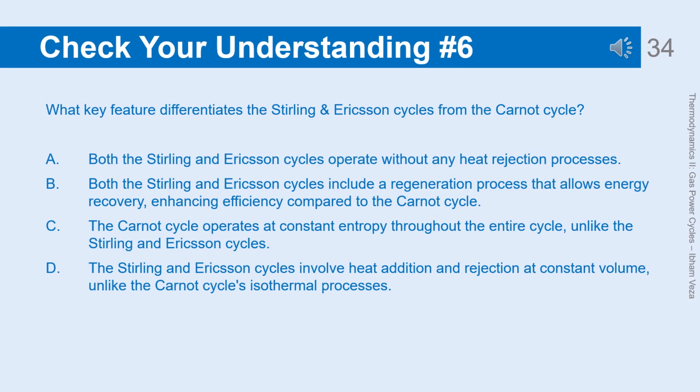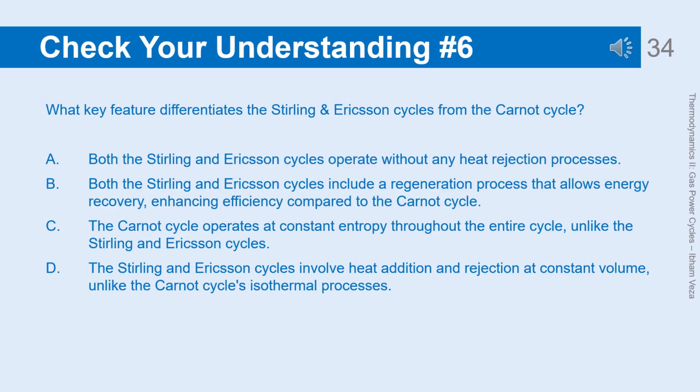Answer B. Both the Stirling and Ericsson cycles include a regeneration process that allows energy recovery, enhancing efficiency compared to the Carnot cycle. Explanation of why other answers are wrong. A. Both the Stirling and Ericsson cycles operate without any heat rejection processes. Incorrect, because both cycles involve heat rejection, but they are enhanced by the regeneration process. C. The Carnot cycle operates at constant entropy throughout the entire cycle, unlike the Stirling and Ericsson cycles. Incorrect, because the Carnot cycle has entropy changes during heat addition and rejection, not constant entropy.